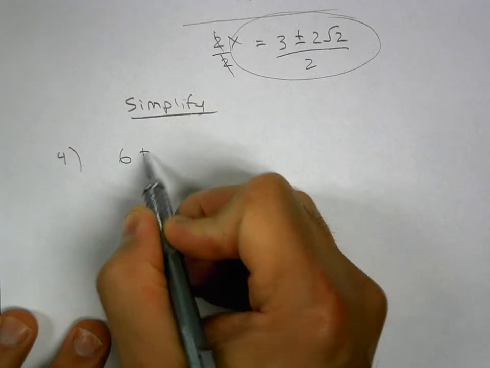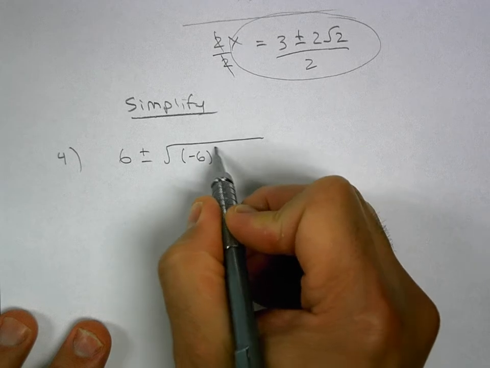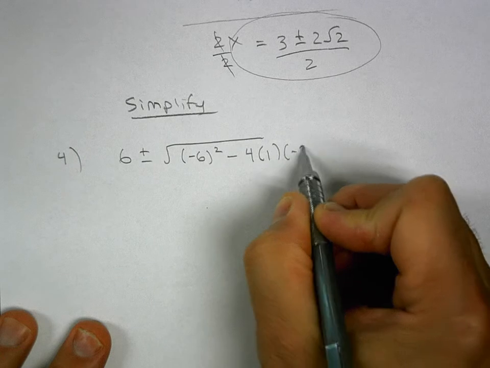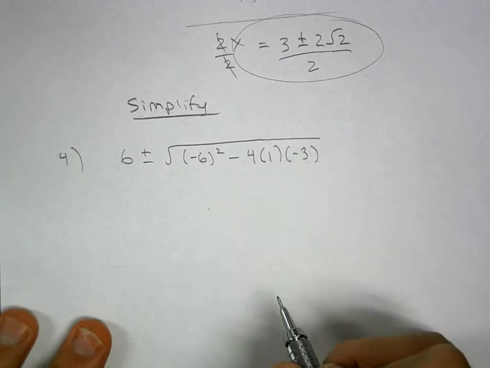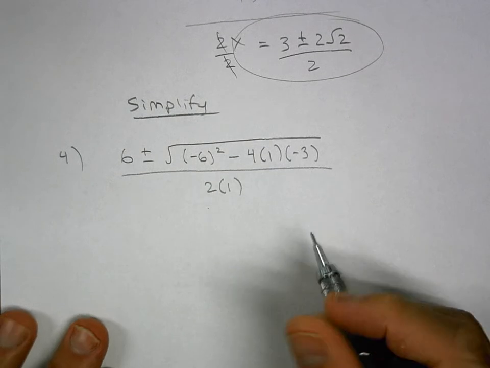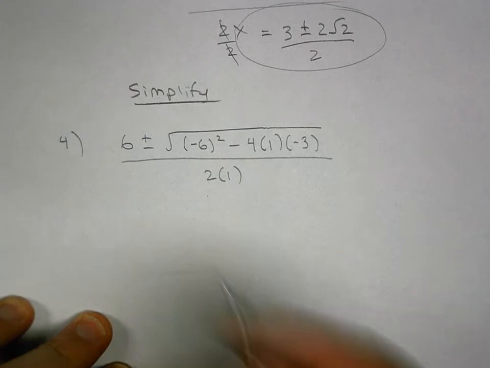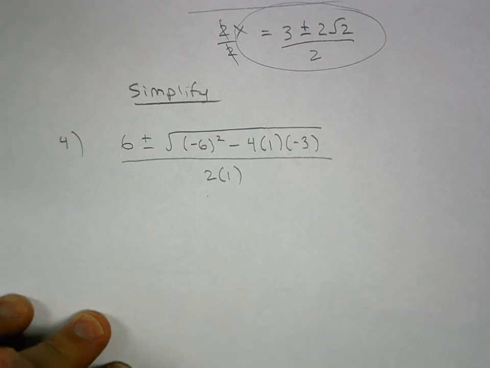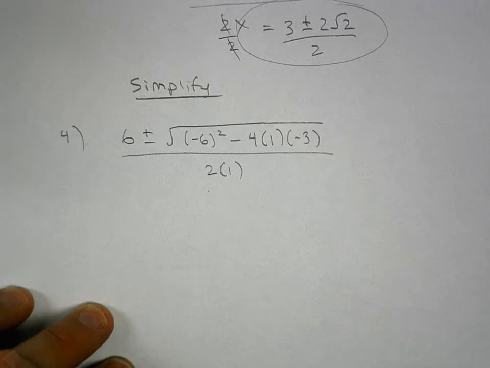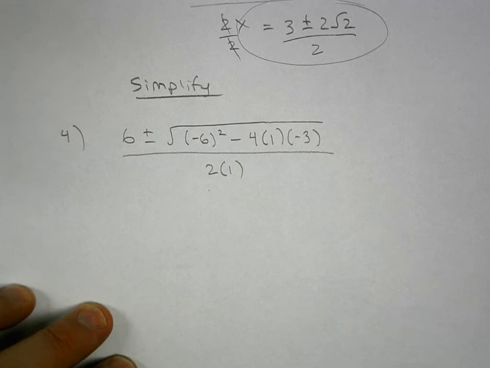6 plus or minus square root of negative 6 squared minus 4 times 1 times negative 3 divided by 2 times 1. So probably looks familiar if you did quadratic formula. You end up with something like this, and then we just have to make sure we know how to simplify it. Because there's no sense of being able to put everything in there and not getting the answer.